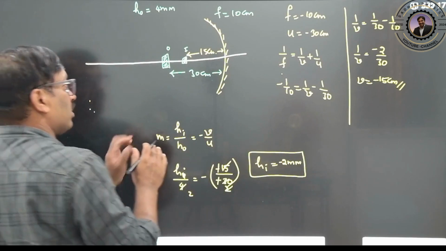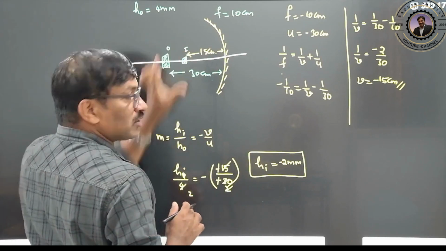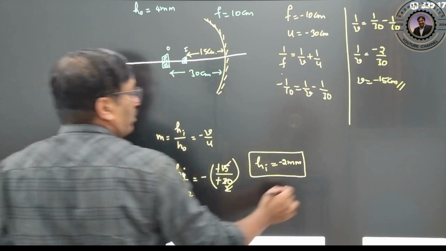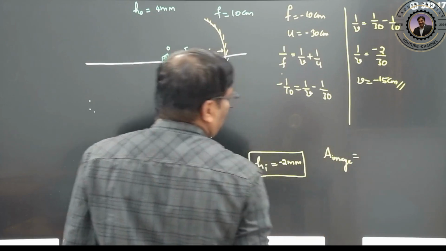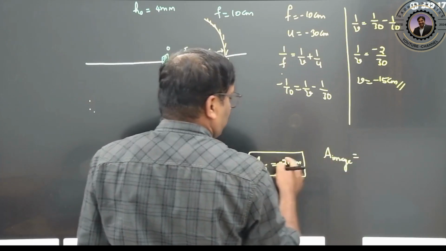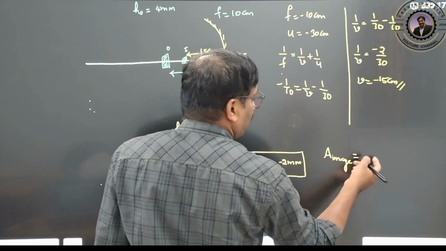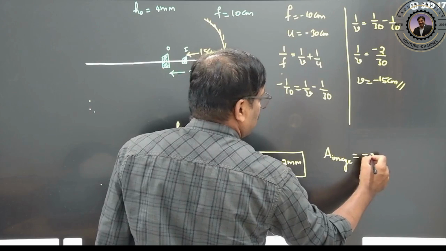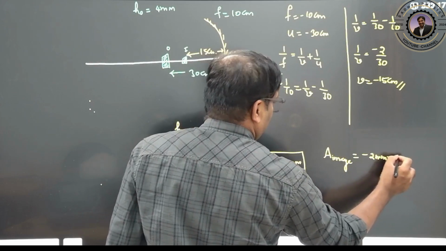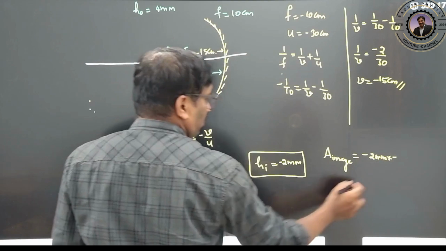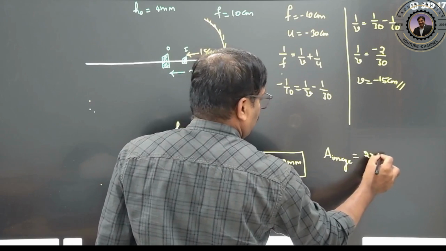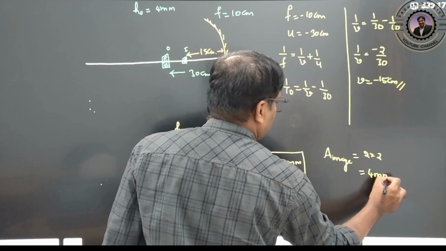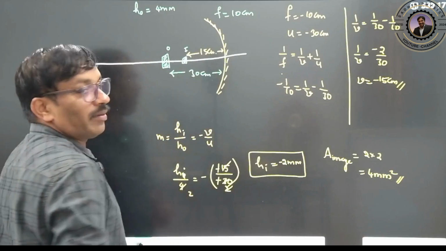So this image means what? This is the side of this one, no? This is also a side. So therefore what will be the area of the image now? Area of the image. Here it is a square, no? Square means what you will get now? Minus 2 mm into minus 2 mm, that minus is for sign convention, no? So 2 into 2, therefore 4 mm square will be your area of the image.